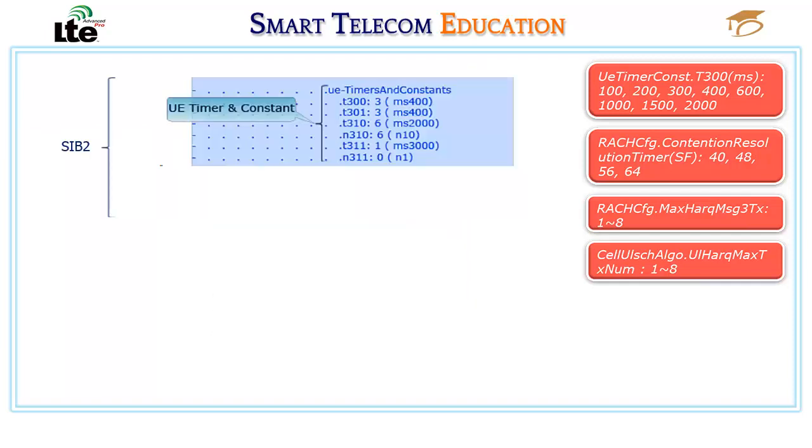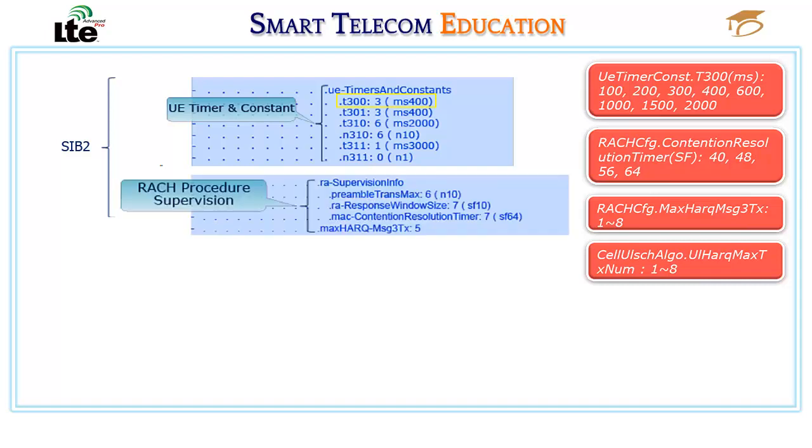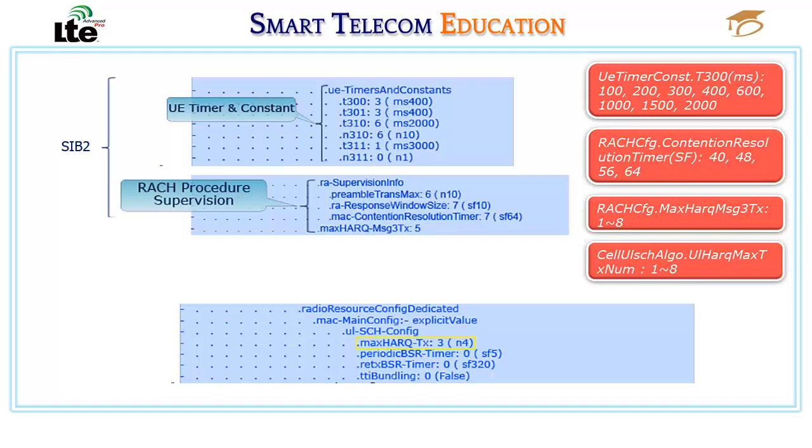In System Information Block Type 2, the UE receives the T300 timer, the contention resolution timer, and the max HARQ for message 3 retransmission. For message 3 in the handover procedure, the max number of uplink HARQ transmissions is received in the RRC connection reconfiguration message under radio resources configuration dedicated setting for the UE.